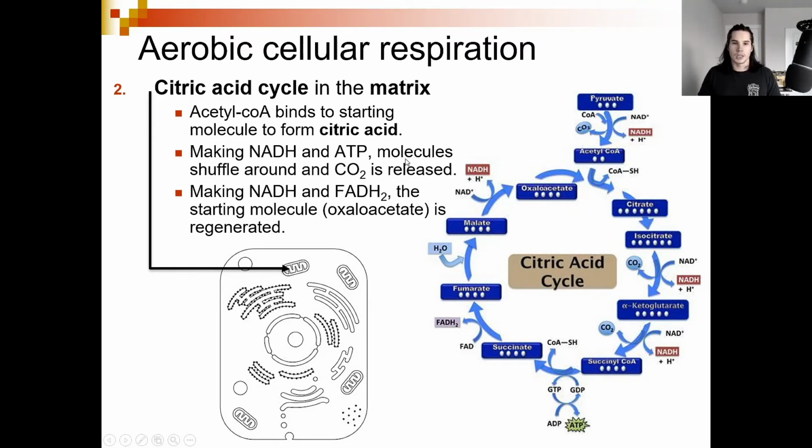Making NADH and ATP, molecules shuffle around and CO2 is released. So out of all of the processes involved in cellular respiration, your citric acid cycle creates the most CO2. Making NADH and FADH2, the starting molecule oxaloacetate is regenerated.